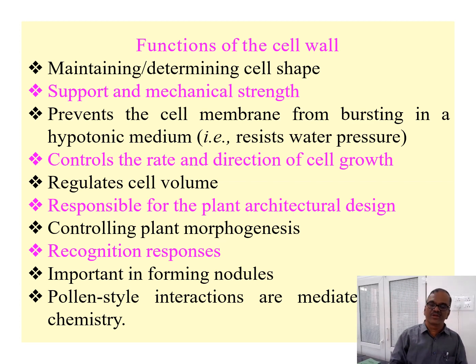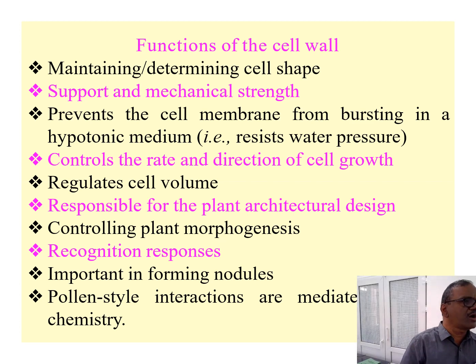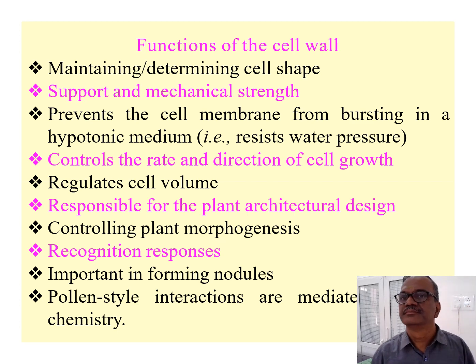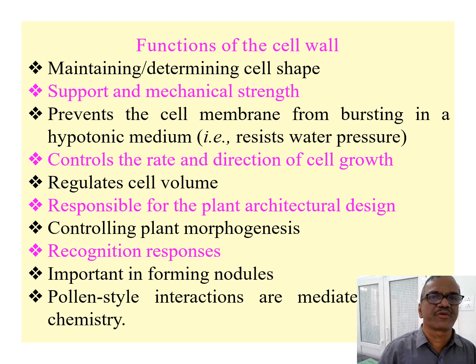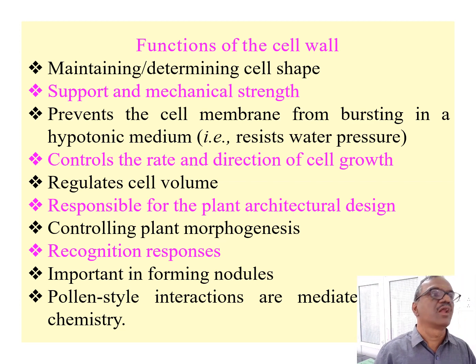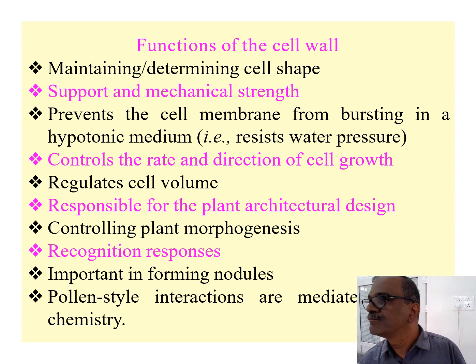Next is controlling plant morphogenesis, how they are differentiating. How the primary wall differentiates, and then it forms the secondary wall deposition. Then the recognition process. Why is it called the recognition process here? Cell wall, how does it recognize? Anyone? We discussed. What is the recognizing molecule present in the cell wall? Yes, protein. What protein?